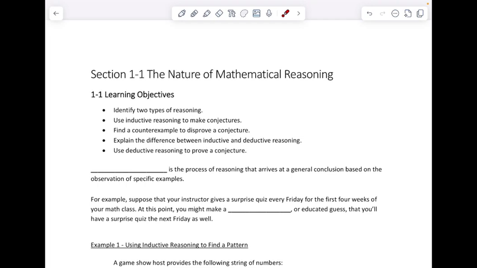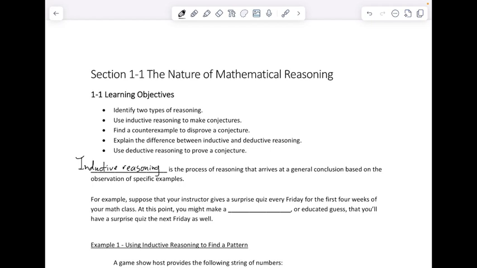So let's begin by defining the term inductive reasoning. Inductive reasoning is the process of reasoning that arrives at a general conclusion based on the observation of specific examples.